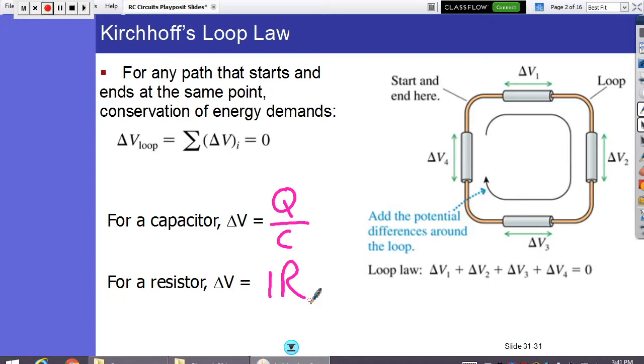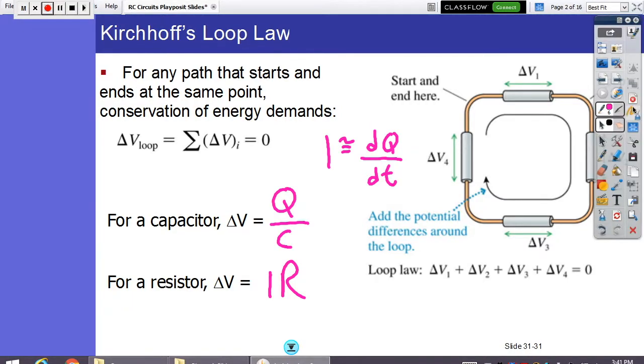The last thing we're going to need is to remind ourselves that current is related to the rate of change of charge. It's the rate of flow of charge. So I'm going to mess around with that a little bit in a minute. So those are the three things we need.